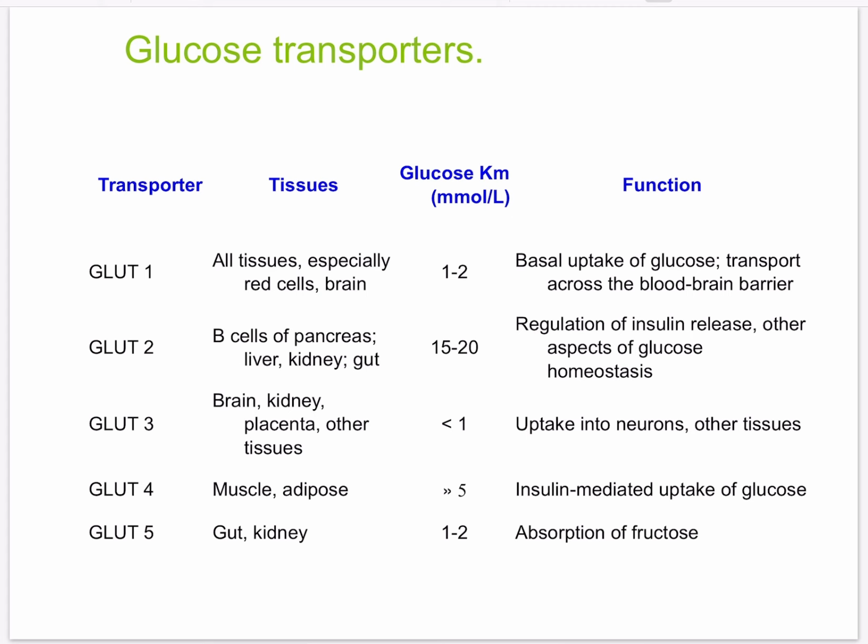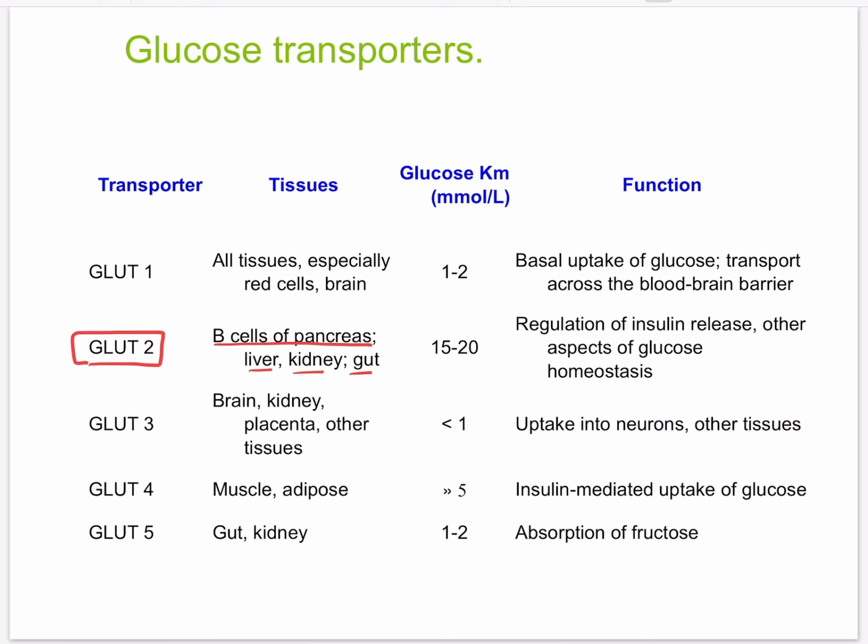As you remember, I spoke about GLUT2, which we can find in the beta cell of the pancreas. We can also find it in the liver, kidney, and gut. This is one of the important things we have to know about GLUT2. It is very important because GLUT2 is involved in the regulation of insulin release and is an aspect of glucose homeostasis.